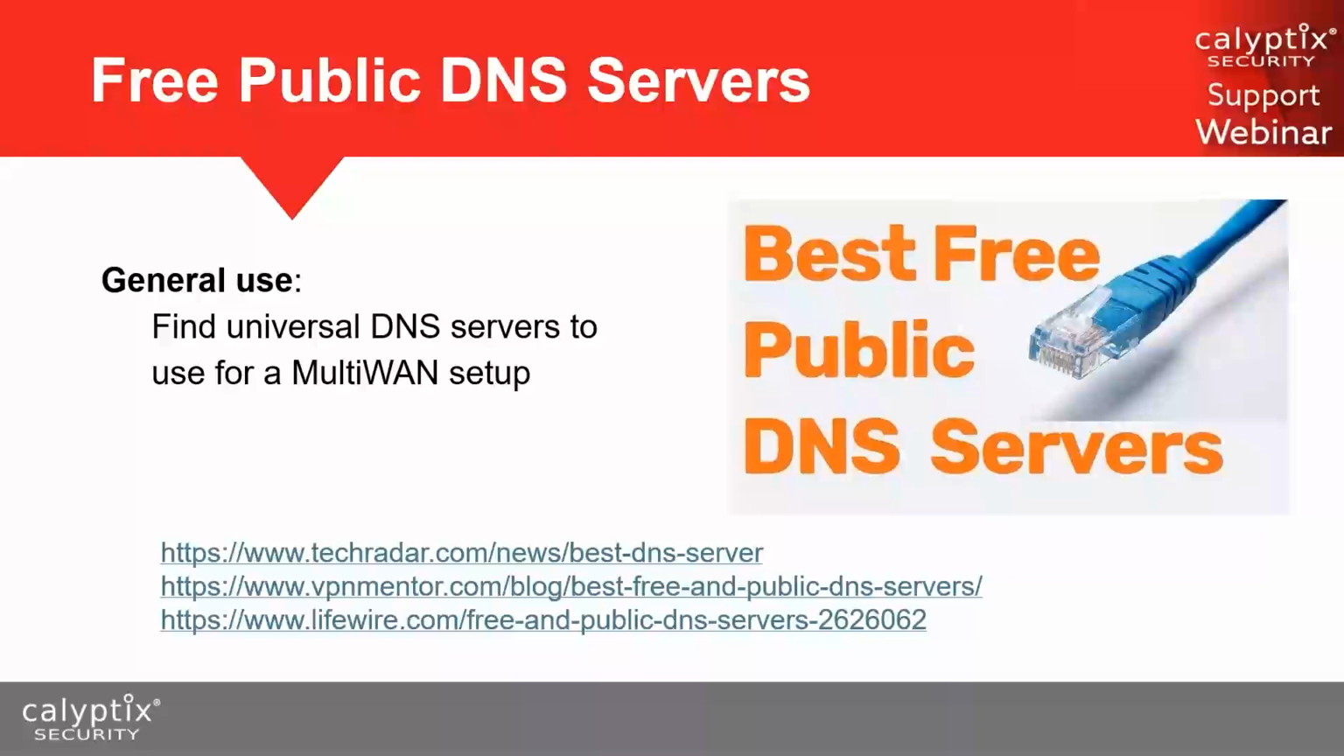If I have, and this is just an example, it's not for real, Verizon DNS servers here, and then I try to use my Comcast multi-WAN on the other side, it may not work. So we have universal DNS servers here. These three sites right here will give you an overview of what the best ones for you might be.